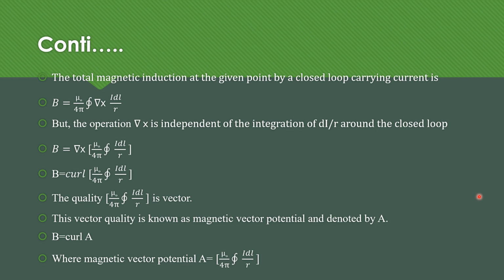So this completes the derivation for magnetic vector potential. I stop here. Thank you.